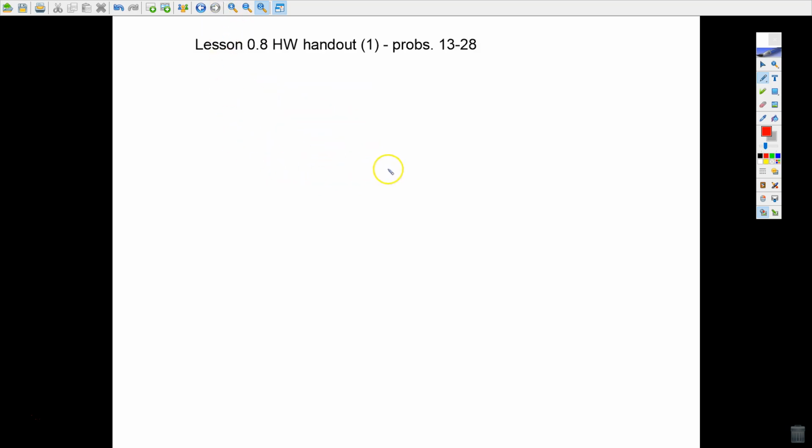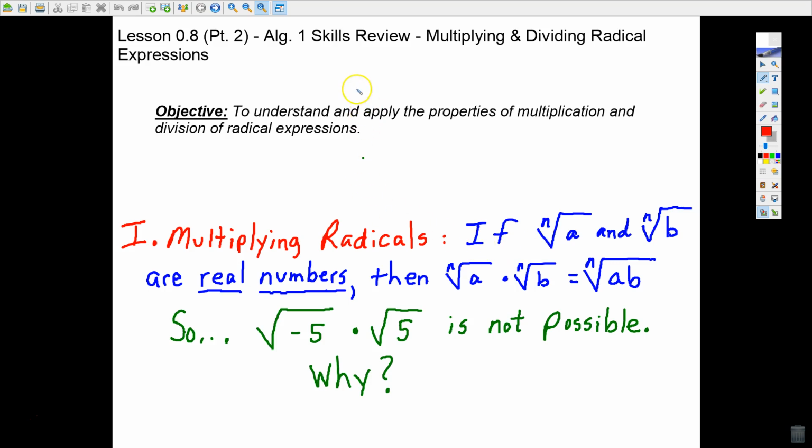Okay, so that pretty much wraps up part 1. There's actually two homework handouts, and you'll notice there's one called Handout 1 and then Handout 2. So on Handout 1, we're just going to practice these problems very much like the examples that I gave you in these notes. So now I'm going to jump into part 2.